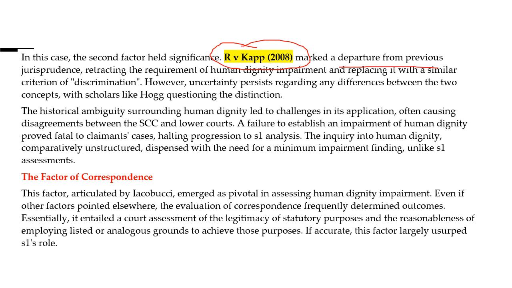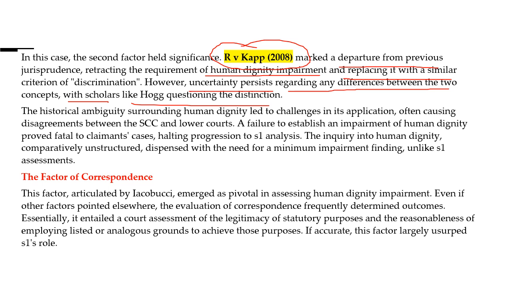This marked a departure from previous jurisprudence, retracting the requirement of human dignity impairment and replacing it with similar criteria of discrimination. However, uncertainty persists regarding any differences between the two concepts, with scholars like Hogg questioning the distinction. Peter Hogg said, why are we even questioning this distinction? Isn't it that human dignity impairment itself comes under discrimination grounds? Those are already mentioned under Section 15.